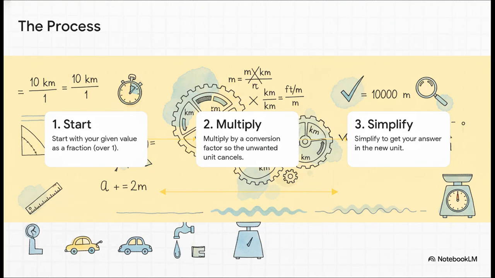First, you write down what you have, and just for good measure, put it over a 1 to make it a fraction. Second, you multiply by a conversion factor, and this part is absolutely critical. You set it up so the unit you want to get rid of cancels out. And third, you just do the math. That's the whole thing. Let's see it in action.